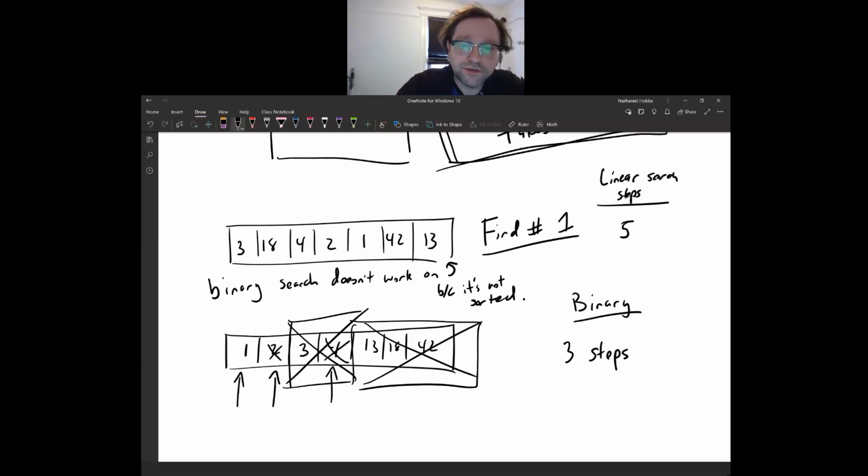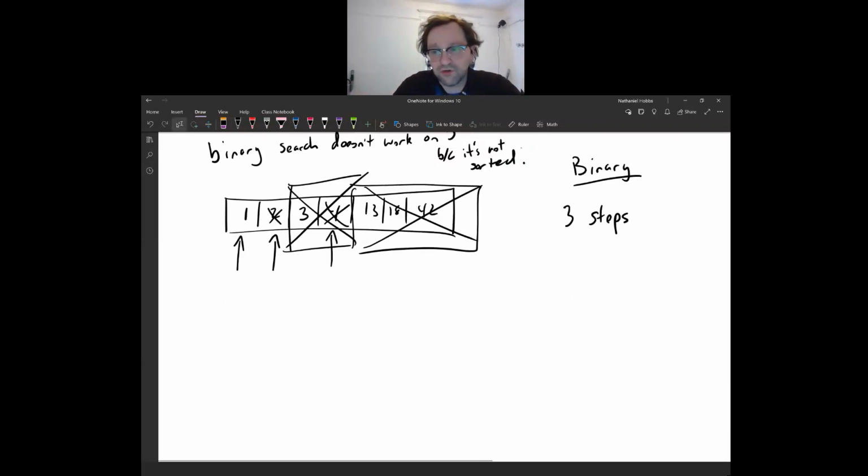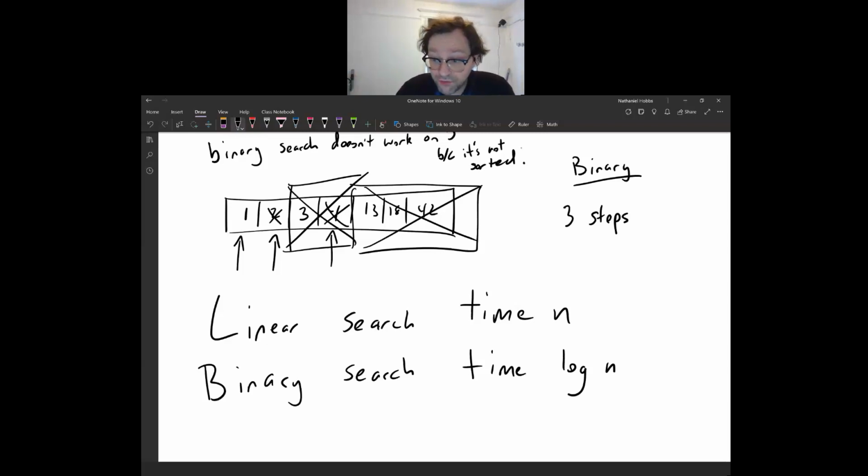The worst case for a binary search is not time n, it's time log n. So here, a linear search is time n, a binary search is time log n. That's log base 2 of n. You don't have to write the base 2. You can if you want, you don't have to. At least in this context, it's clear that it's the number 2.